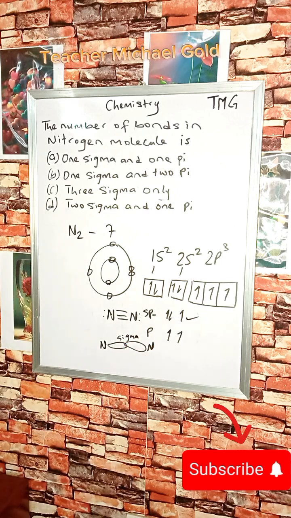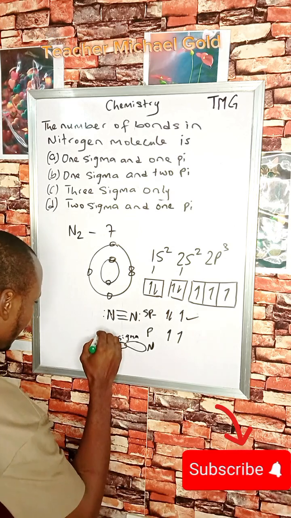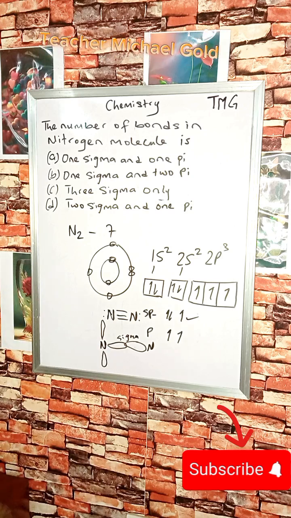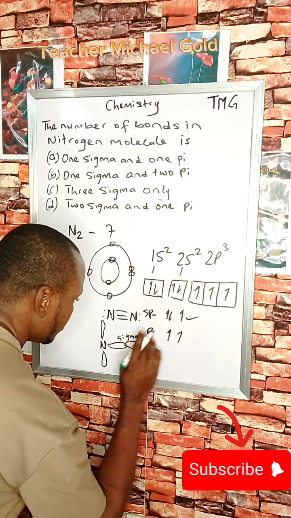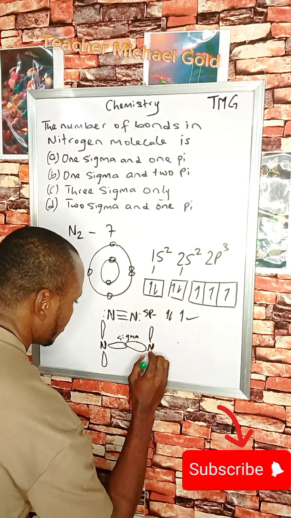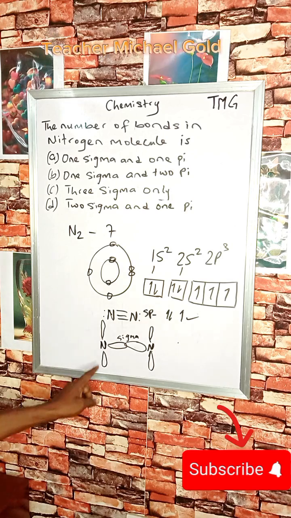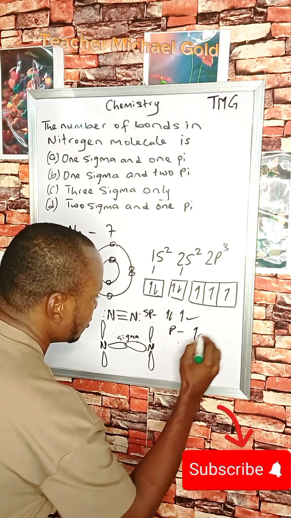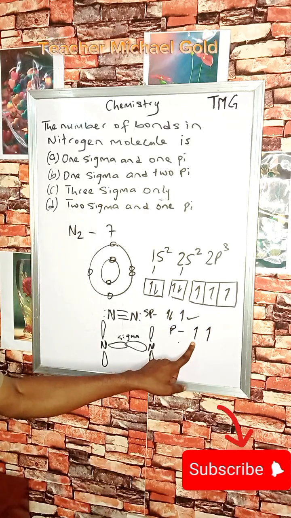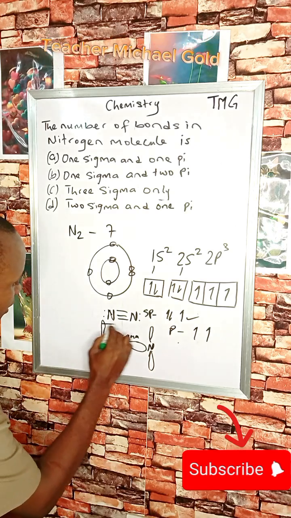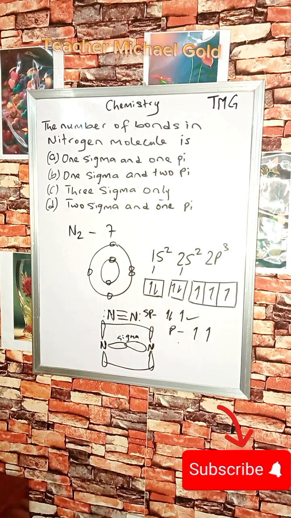Now how does the pi bond form? The pi bond forms from head-to-head overlap. When there is head-to-head overlap, don't forget the shape of the p orbital, which is a dumbbell shape. So I'm trying to form the dumbbell shape here. This is one of the p orbitals from one of the nitrogens. One nitrogen brought its own, the other nitrogen brought its own. So this forms the head-to-head overlap.